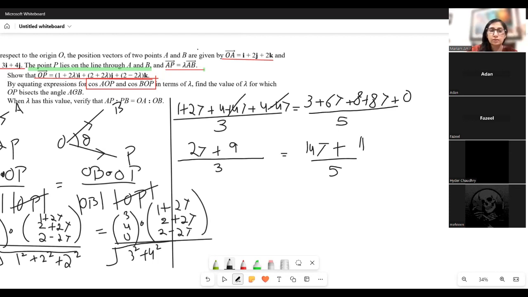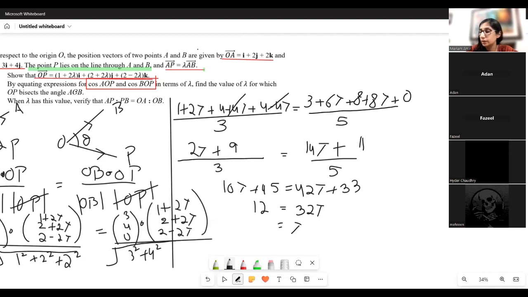I think सही है, चलते हैं आगे. Okay, cross multiply: 10 lambda plus 45 equals 14 times 3 is 42 lambda plus 33. So we have 32 lambda here and 12 here, and lambda will be 12 divided by 32, which is 3 by 8. Yes, that is correct.